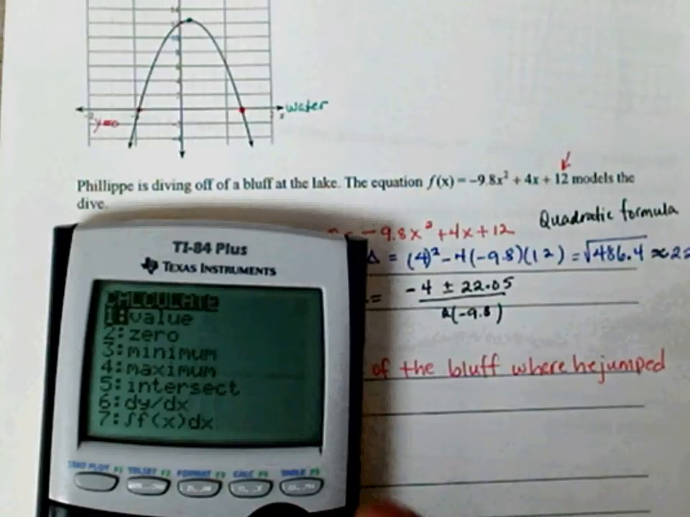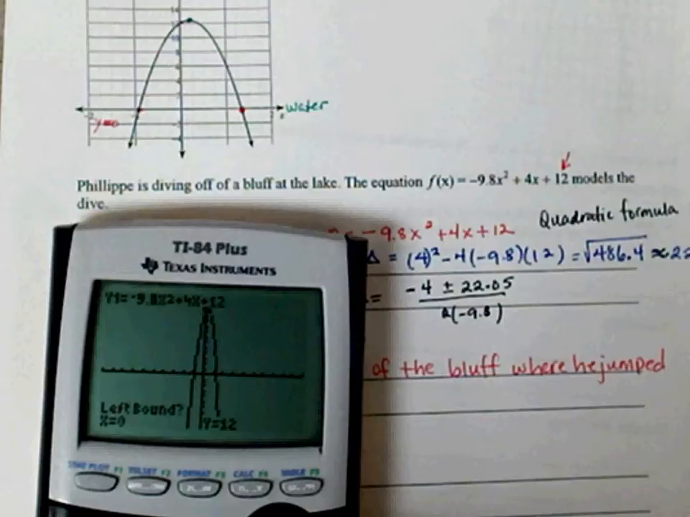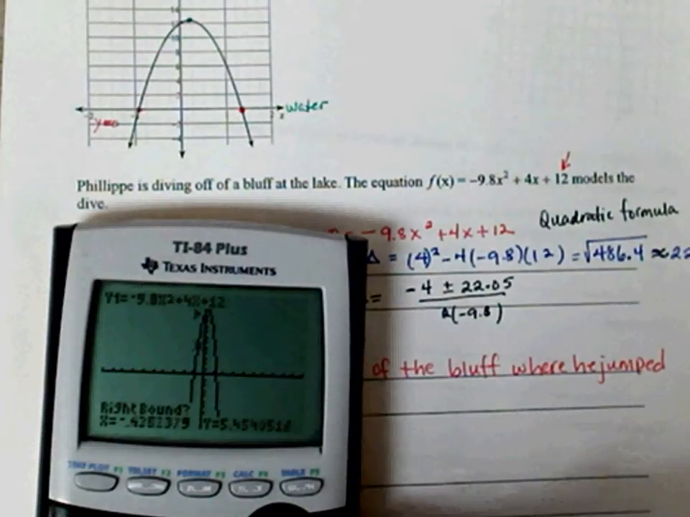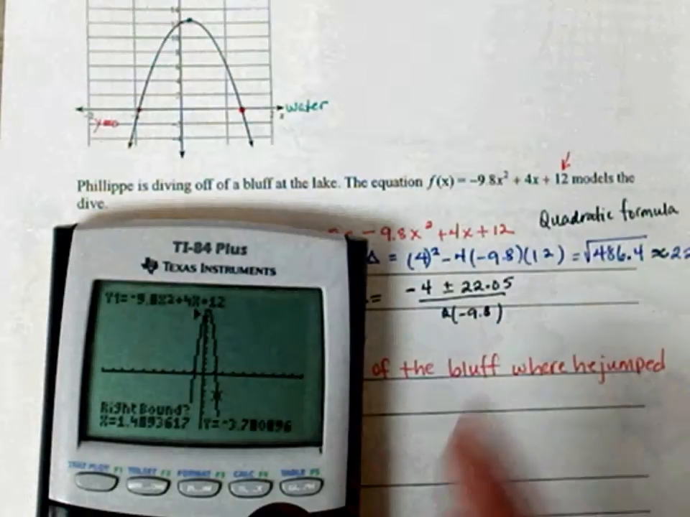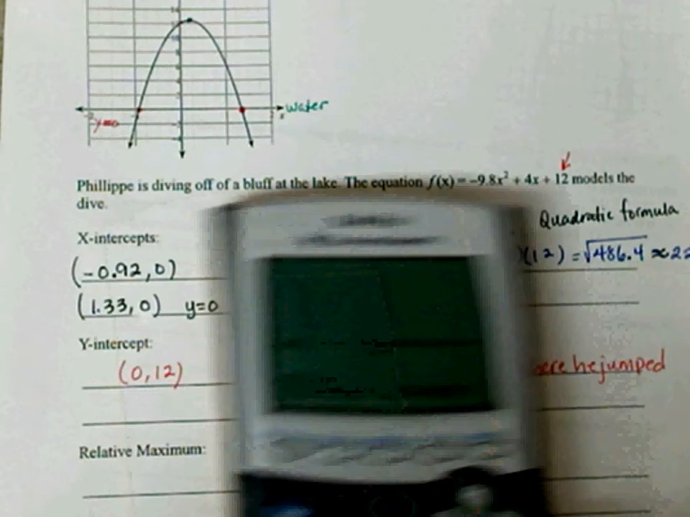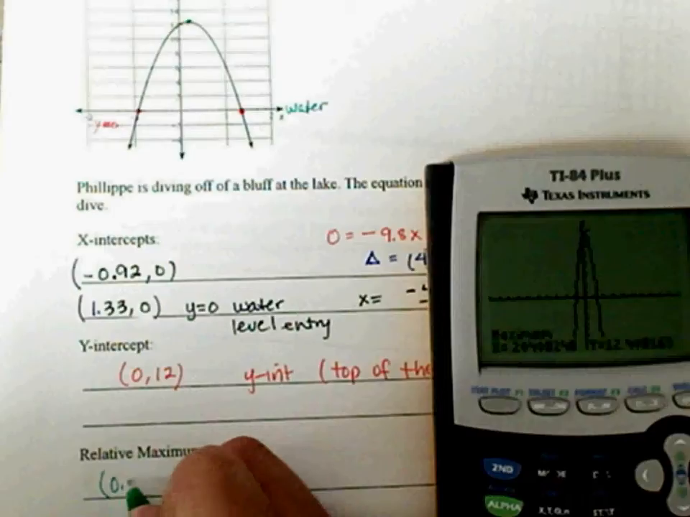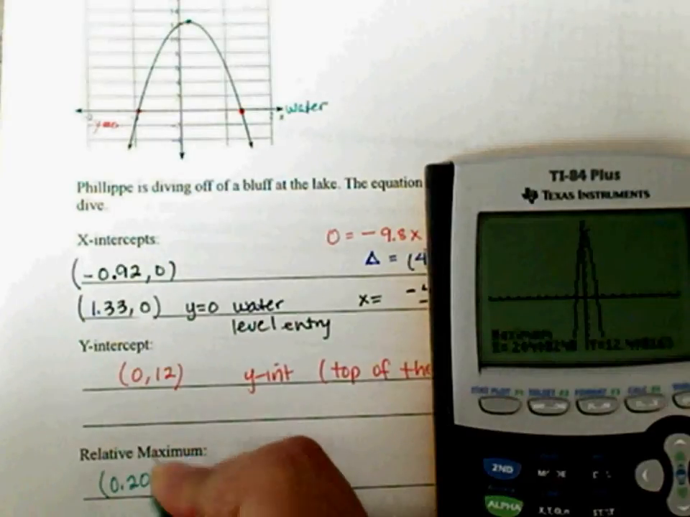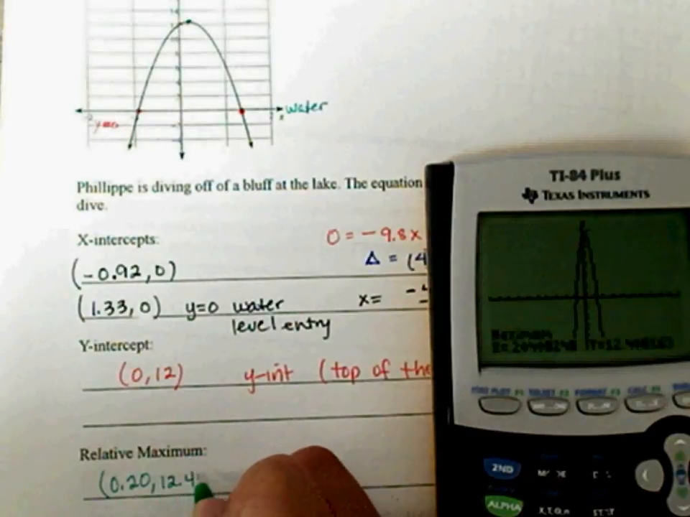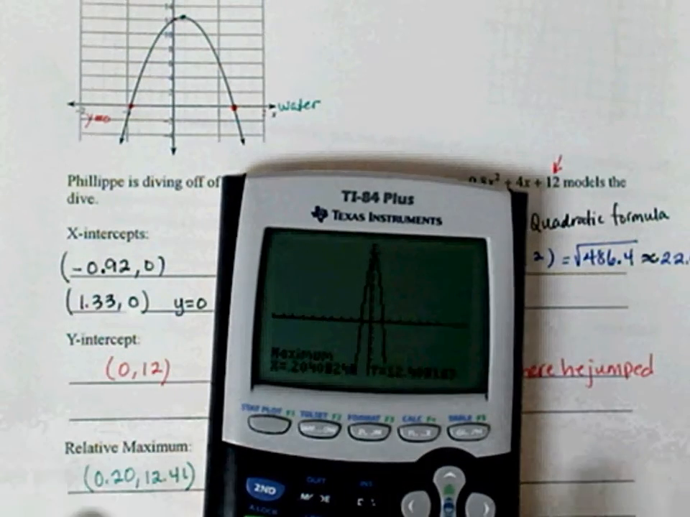What you can do is hit second calc. See where it says maximum, which is number 4. You need to be to the left of the apex, which is your maximum. And then you scroll over to the right to set your boundary anywhere to the right, and you can hit enter. And it'll give you your maximum. So what is my maximum here? It is at 0.20, comma, 12.41. And there is my maximum.